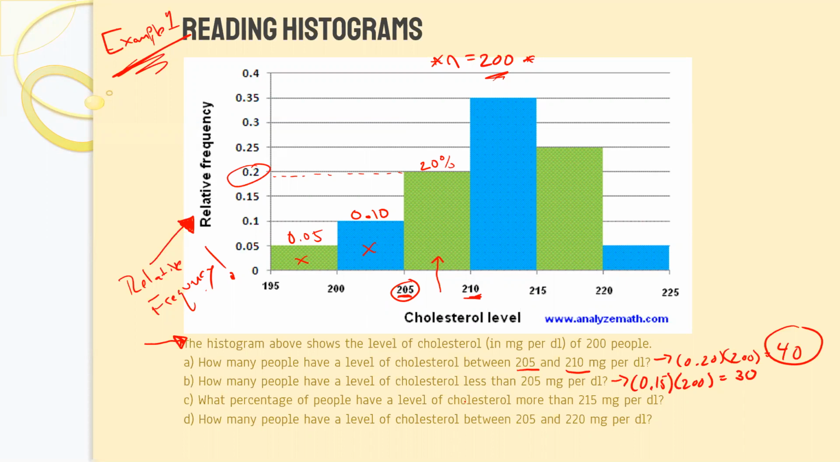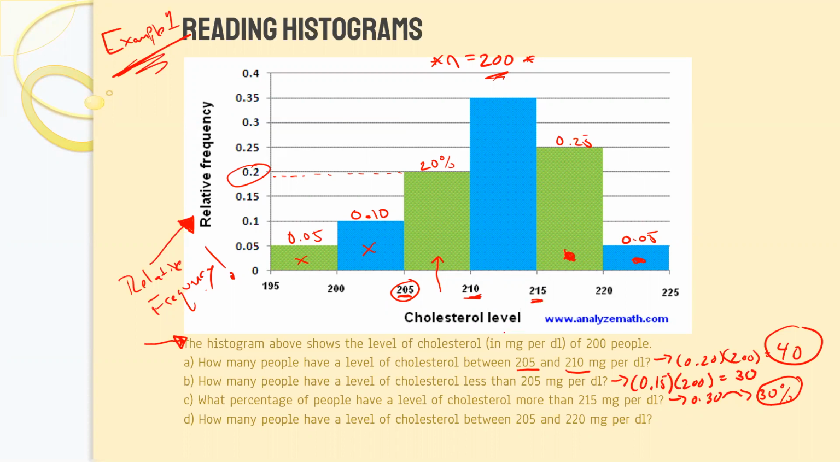All right, next question. I've got to be careful of the wording. What percentage of people have a level of cholesterol more than 215? So here's 215. It would be these people and these people right here. This one looks like 0.25, and this one looks like 0.05. So as a proportion, it's 0.30, but just be careful. I asked you for a percentage, so you just have to change that to a percentage.